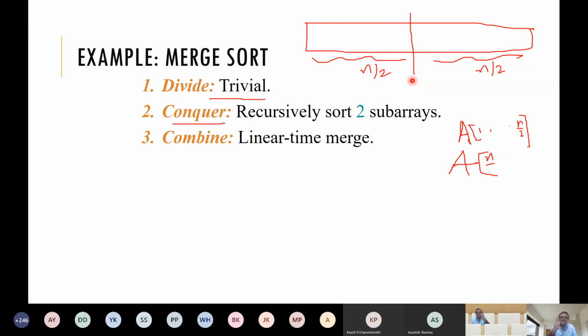So that is just indexing. So that is the trivial divide step. So we just divide this array into 2 subarrays. Then the conquer step is we recursively solve these subarrays.